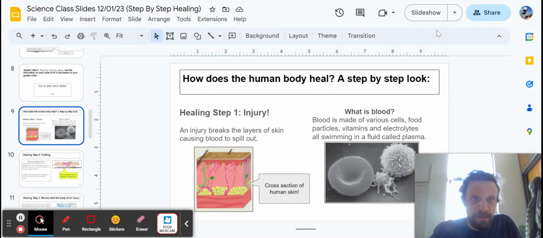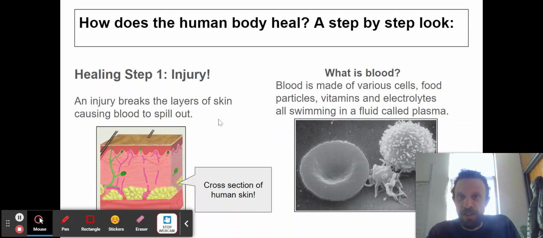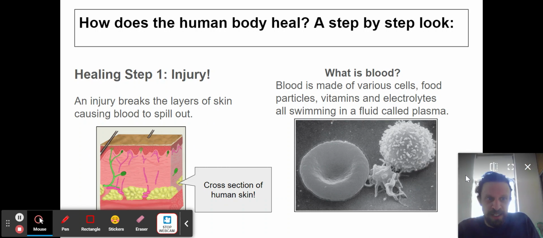Oh, hey everybody. I'm going to give this quick presentation on a step-by-step process of how the human body heals. So let's get into it. Step one, the first thing that has to happen for the human body to heal is there has to be an injury, right? You can't heal if you're already healed.